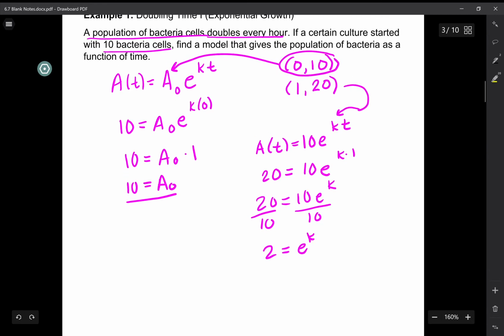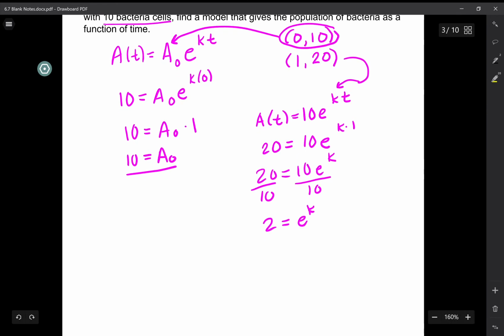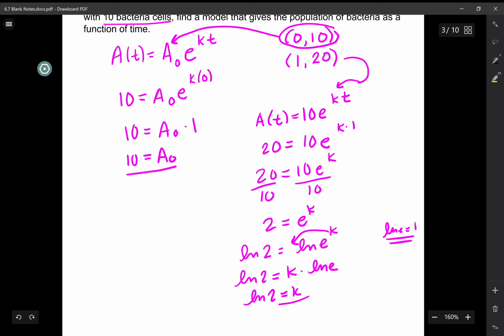This is an exponential equation. We know how to solve these. To get that k out of the exponent, we take the natural log of both sides. Natural log of 2 equals the natural log of e to the k. Use our exponent rule, and we get natural log of 2 equals k times the natural log of e. The natural log of e is 1, so natural log of 2 is equal to k.